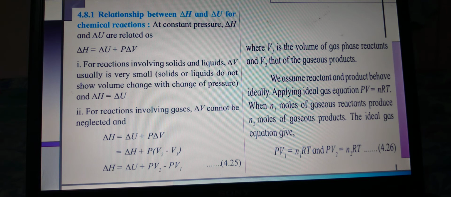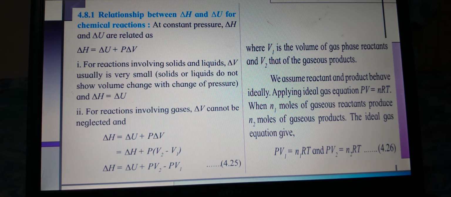Relationship between delta H and delta U for a chemical reaction. Now we just learned that delta H is equal to delta U plus P delta V, and according to that we can find the relation between delta H and delta U, meaning enthalpy and internal energy. For reactions involving solids and liquids, delta V is usually very small because solids and liquids do not expand or contract significantly as the pressure changes. For such reactions we neglect P delta V, so what do we get? Delta H is equal to delta U.